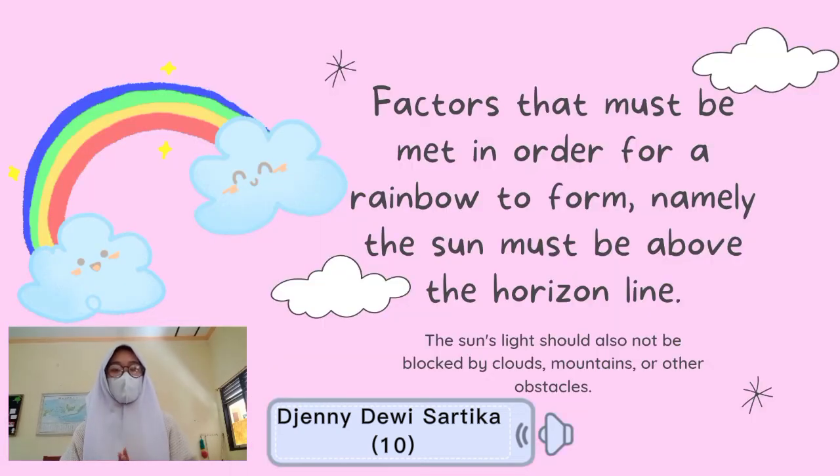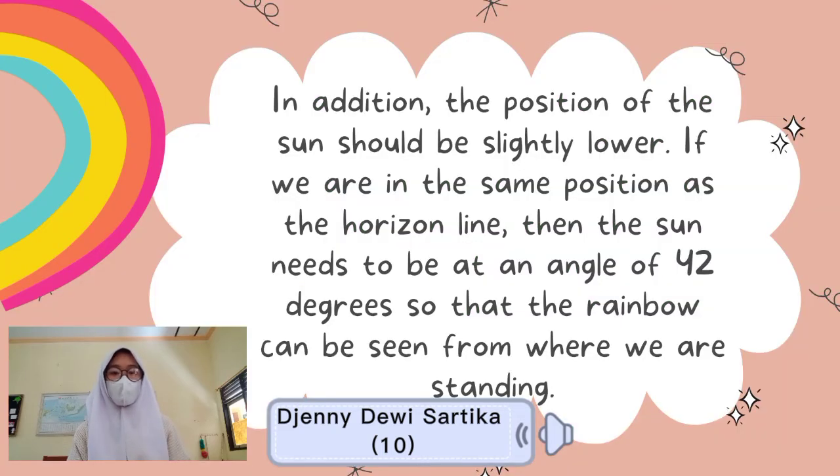Factors that must be met in order for a rainbow to form, namely, the sun must be above the horizon line. The sun's light should also not be blocked by clouds, mountains, or other obstacles. In addition, the position of the sun should be slightly lower. If we are in the same position as the horizon line, then the sun needs to be at an angle of 42 degrees so that the rainbow can be seen from where we are standing.